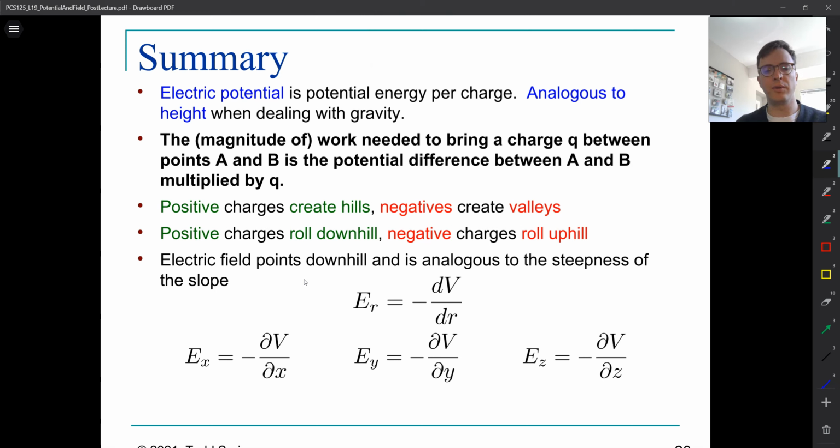If you need to know the electric field and you know the potential, you can get the answer by taking a derivative. In particular, minus dV/dx is the electric field in the x direction, minus dV/dy is the electric field in the y direction, and so on. So I hope you have a little bit better understanding of electric potential here with those examples.